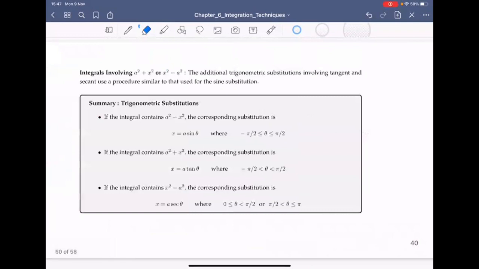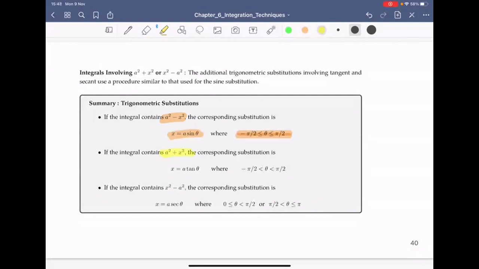Before looking at another one, let me summarize how we do a trigonometric substitution. Every time you see a squared minus x squared, keep in mind you need to pick x equal to a times sine theta. This is your domain.